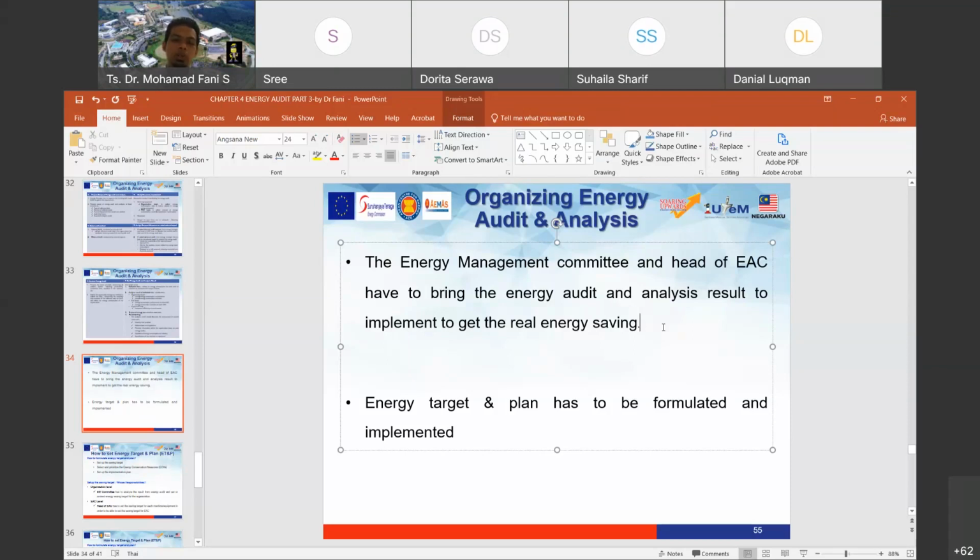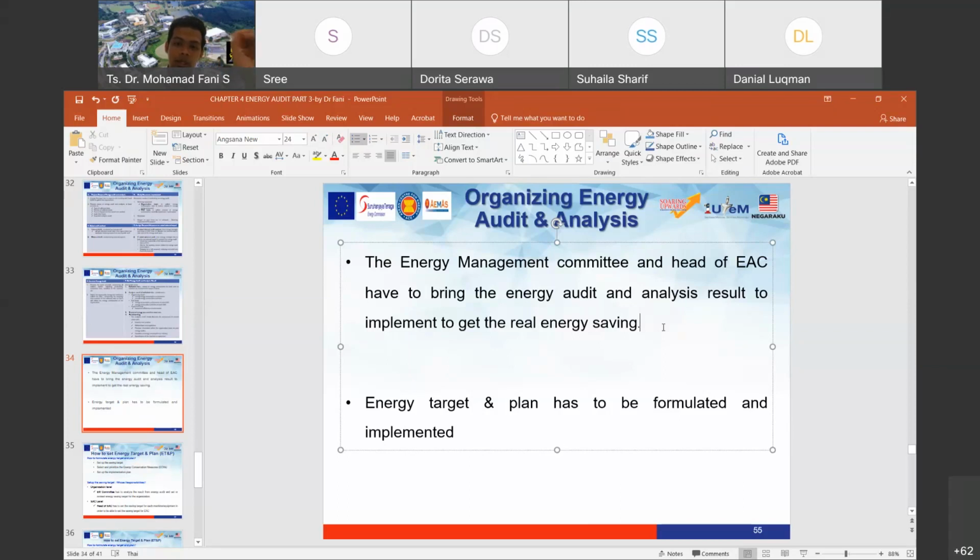Because the money from the government to open up the grant to the commercial buildings, and also for the industry to come and get the money for the energy audit report, and after that they do nothing, what's the waste of the money?